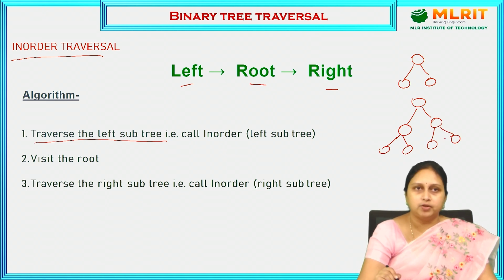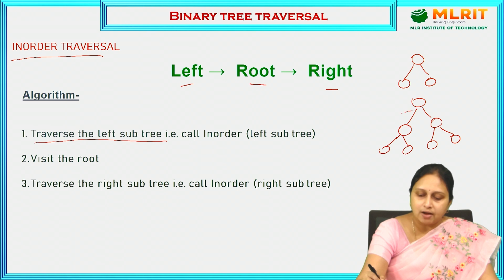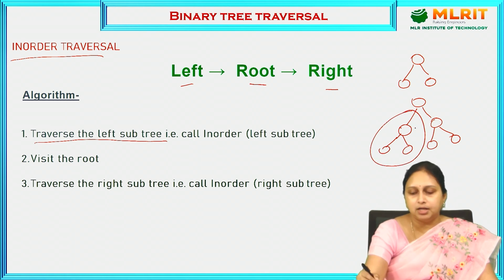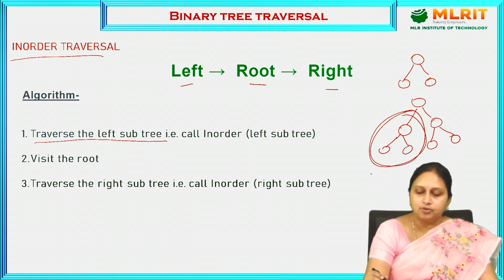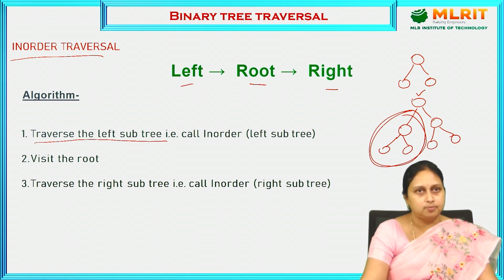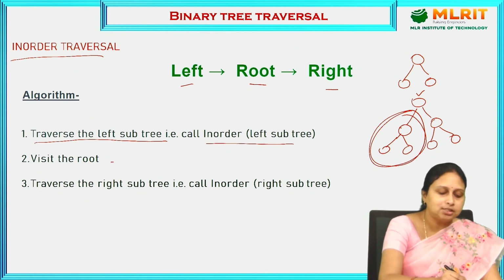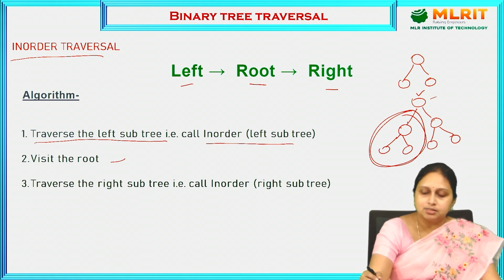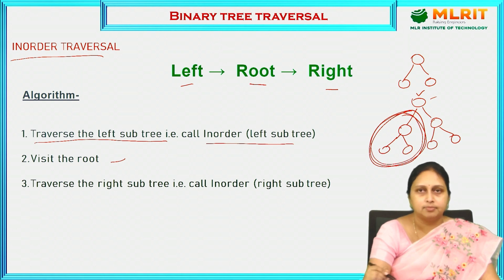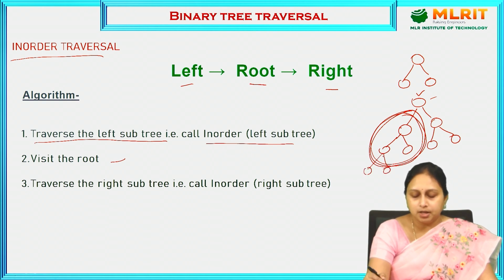In this case, what do we need to do? First, we need to traverse the left subtree completely. After completing the left subtree, we need to visit the root node. The same thing: call in order traversal, then visit the root node. That means this is going to be called recursively. Until the completion of the left subtree, we are going to call it recursively. If I have some other nodes, those also we take. We need to go completely through the left subtree and then visit it.